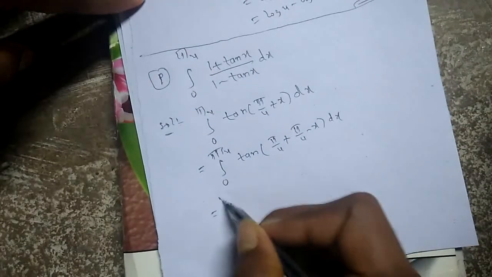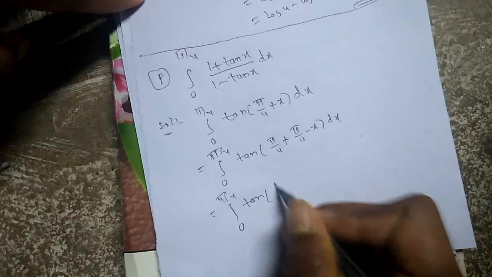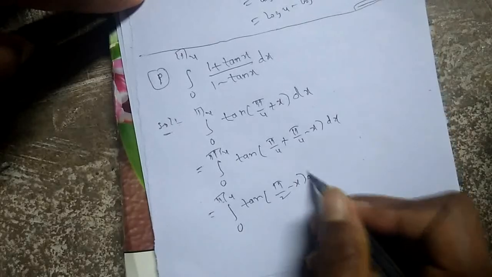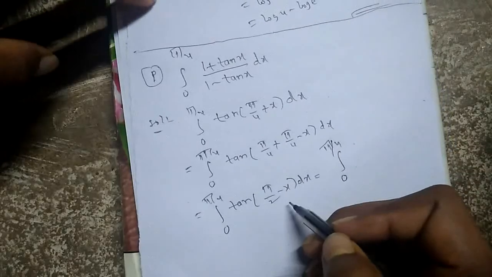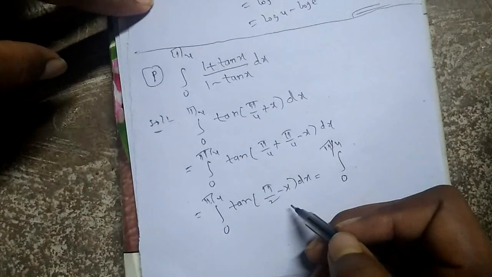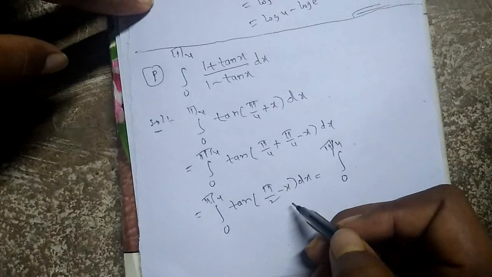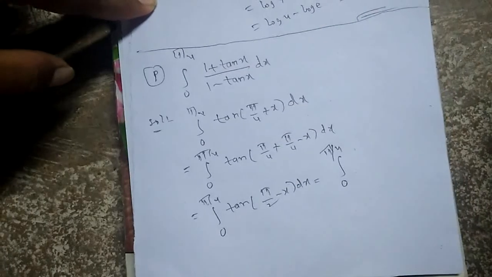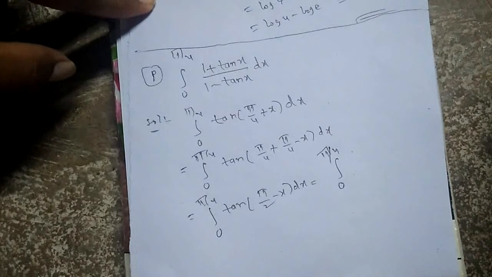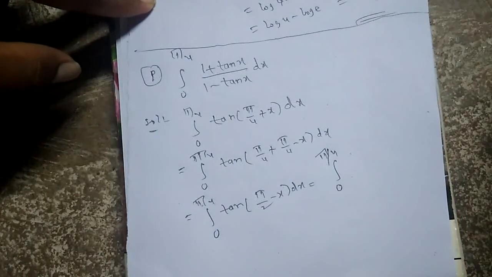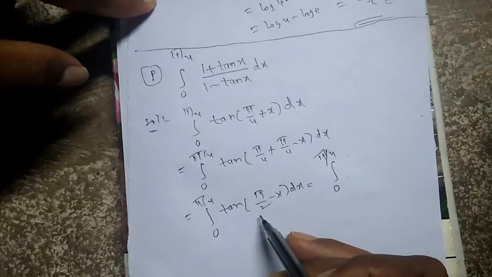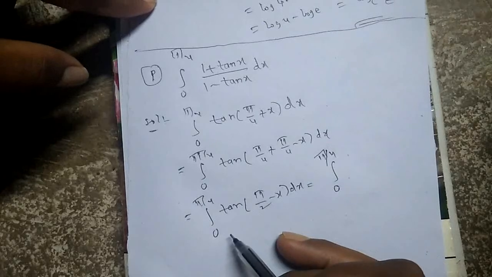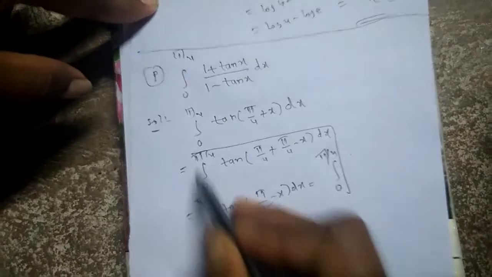That is equal to the integral from 0 to pi by 4 of tan (90 minus x), which is cot x, giving log mod sin x. Log sin 0 is not defined, so you should not do it this way.